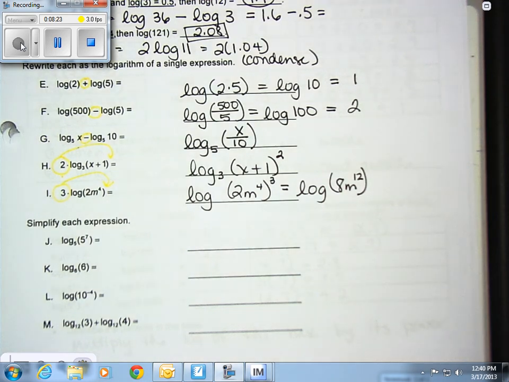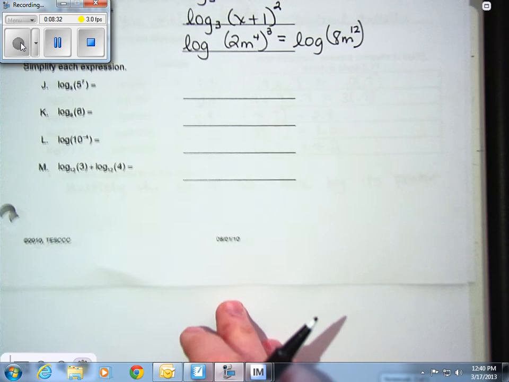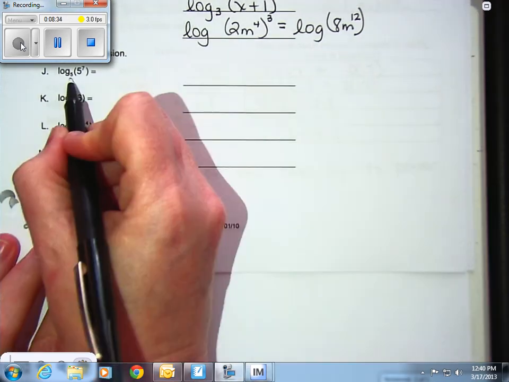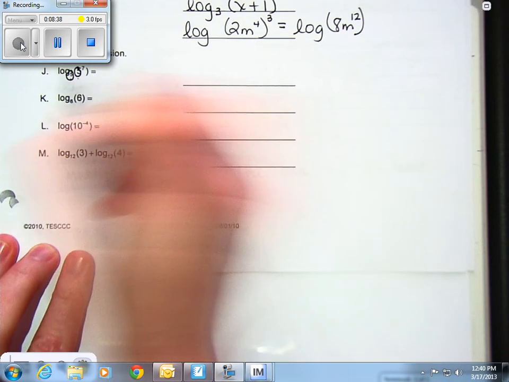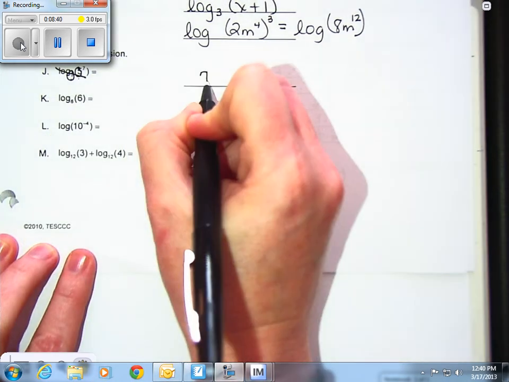Okay? The next thing that I need to do is look at the next type of problem. Here it wants you to simplify the expression. This uses our inverse properties. Notice if I have log base 5 of 5 to the 7th, same base, cancels and leaves you the exponent. So that will equal 7.